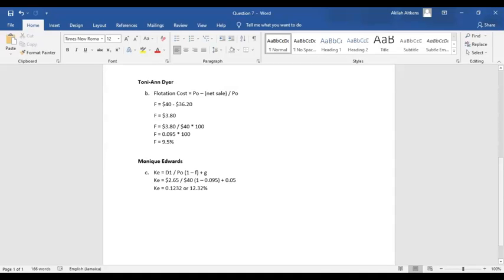KE now equals $2.65, which is D1, divided by $40 times (1 minus 0.095), plus the 5%. The 0.095, which is the flotation cost, we have to take out. And then we have KE equals 12.32%, or 0.1232.